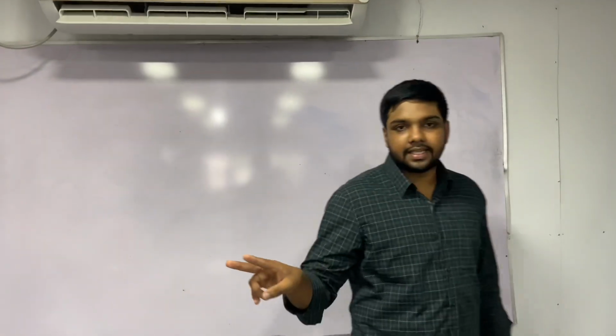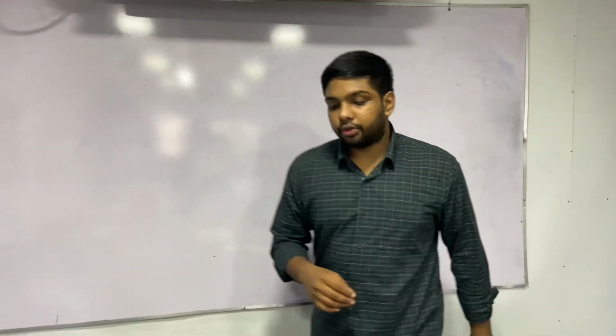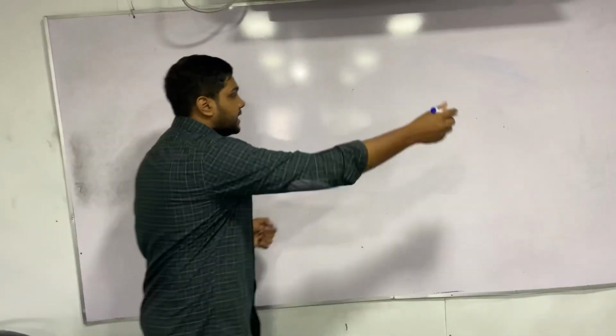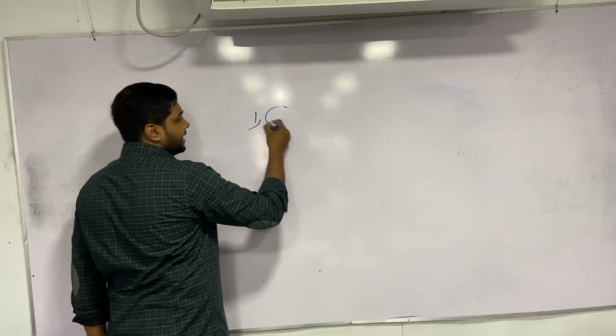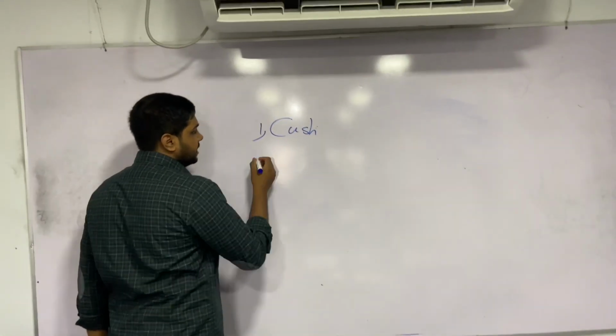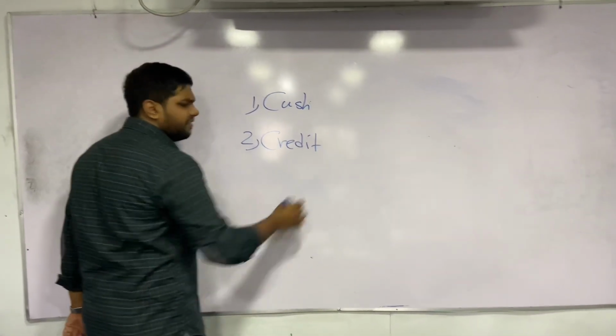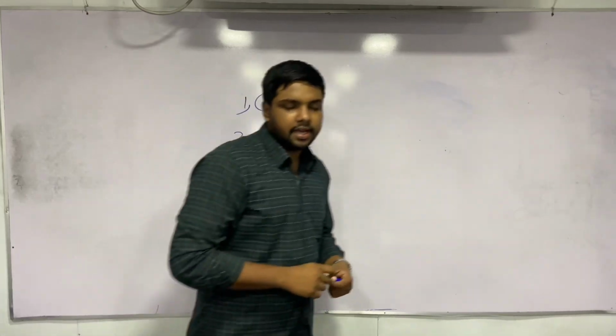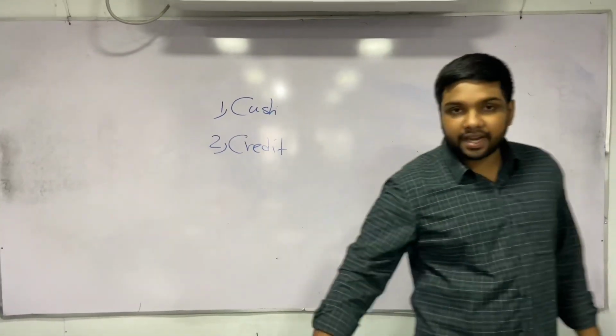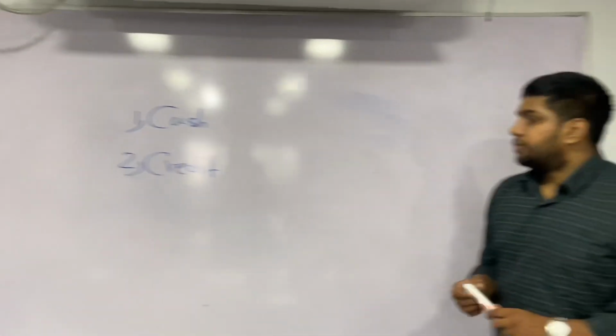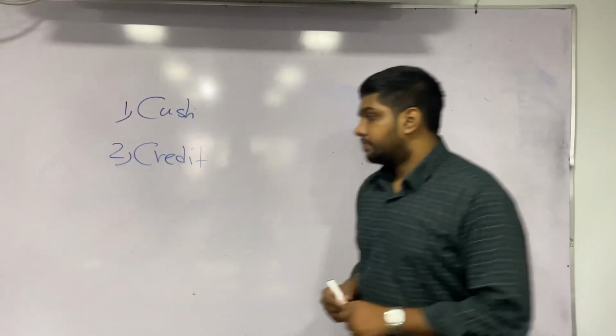Two types of transactions are there, right? So we'll go to the part. Number 1, cash transactions. Number 2, credit transactions. Very simple, children. Fix it in your mind. You can do it. So I'll give you an example.